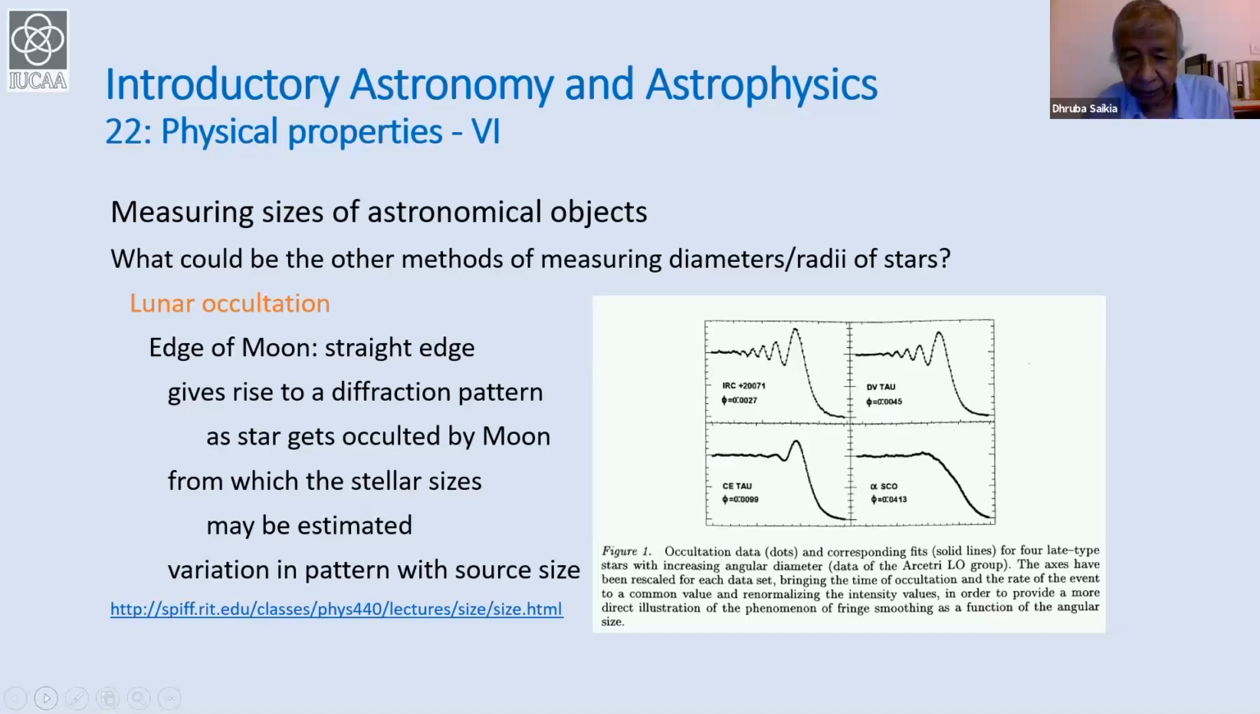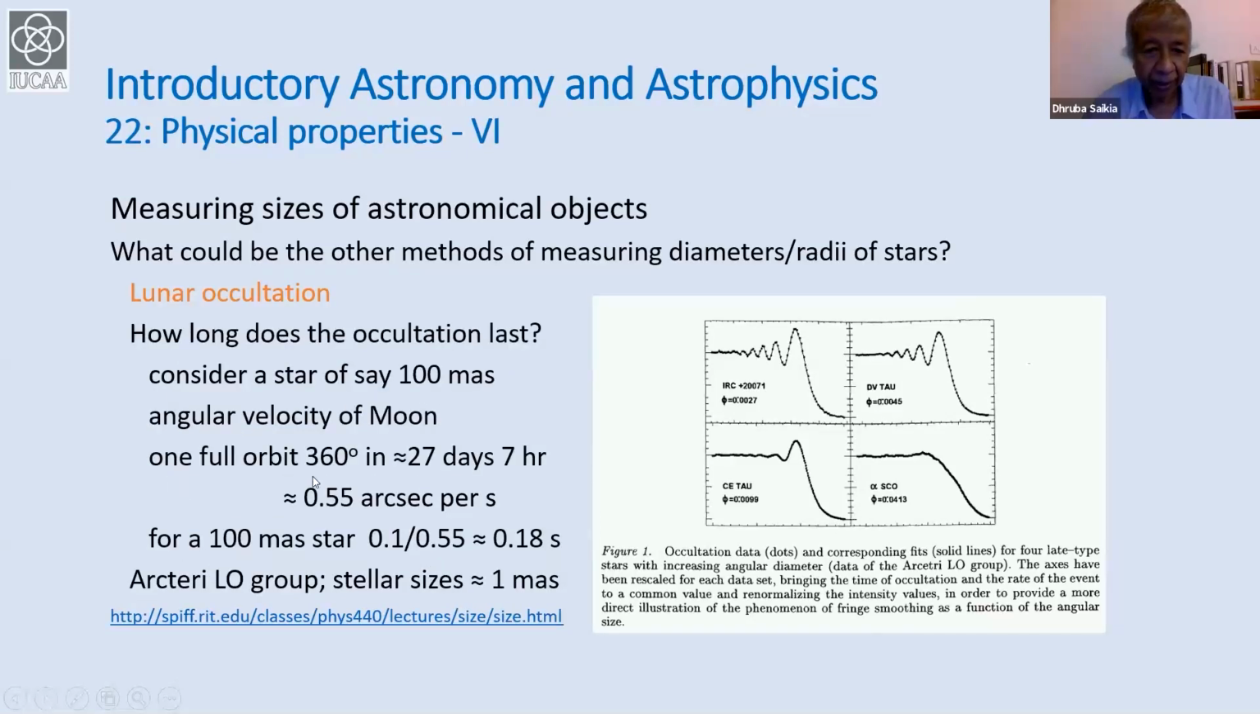And once you know the distance, then you can also determine what the linear dimensions are. The only drawback over here is that the moon will follow its path. You can't tell the moon that I'm interested in that source, so go there. So you'll have to be satisfied with what gets occulted by the moon as it moves around the Earth and as the Earth moves around the sun.